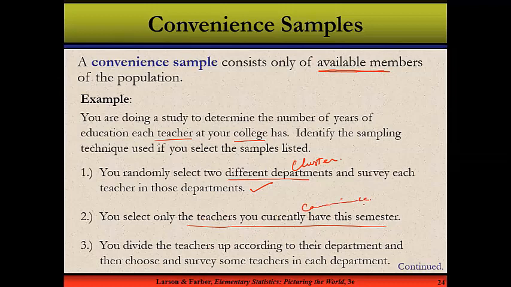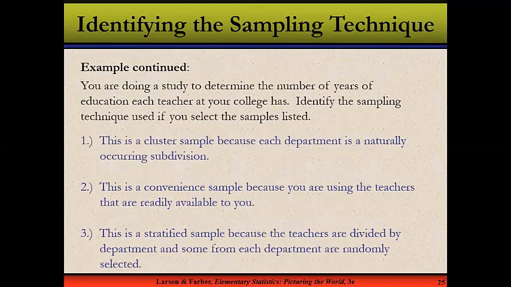And then we have: you divided the teachers up according to their departments, and then chose and surveyed some teachers. Okay, no, we are not selecting all the teachers. We are only selecting some teachers from different departments. So this is stratified. Why? Because there are layers, and those layers are called departments, and from each department we are selecting some of the teachers. Remember, when we select departments and from those departments we select all the teachers, that would be cluster sampling. All right. So here you can see the answers for these. The first one was a cluster sample, then we had the convenience sample, and last we had a stratified sample.